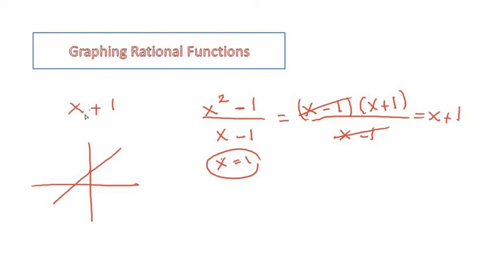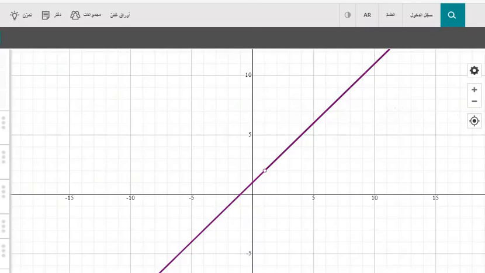It's the same as this function, but there will be a hole at x equals 1 because it is a zero of the denominator of the original function. You might not see this on most graphing calculators because of the resolution of the graphing calculator. So you cannot depend on the calculator to tell whether there is a hole or not. You need to understand the properties of the function.